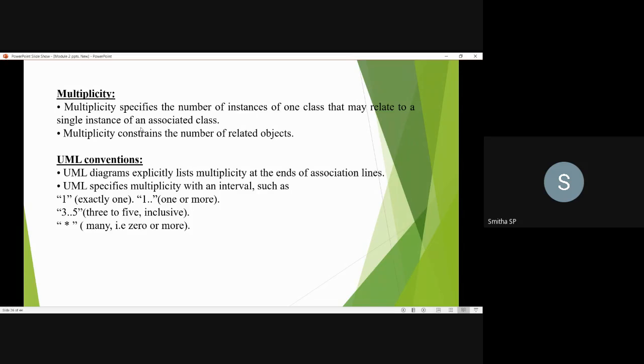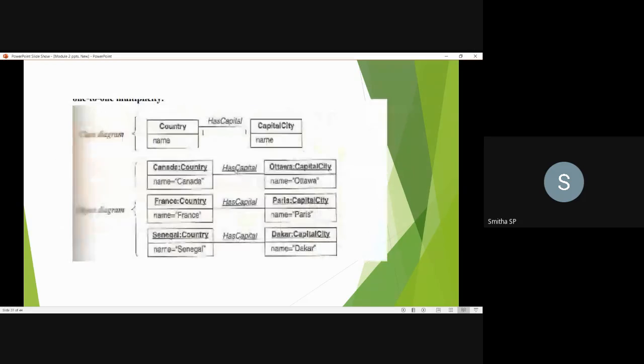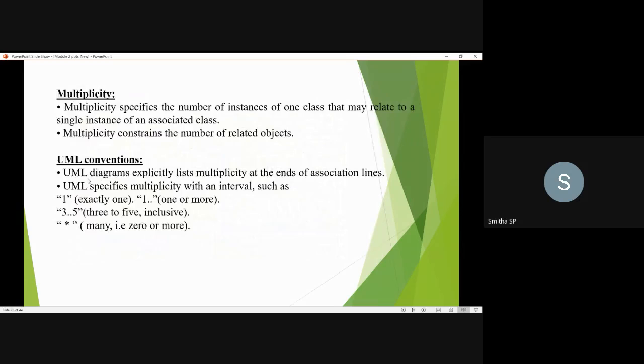Then we shall see what UML conventions are used for representing multiplicity. UML diagrams explicitly list multiplicity at the ends of association lines. So, you can observe in the figure, this is an association line, and the convention says that UML diagrams explicitly list multiplicity at the ends of the association line.